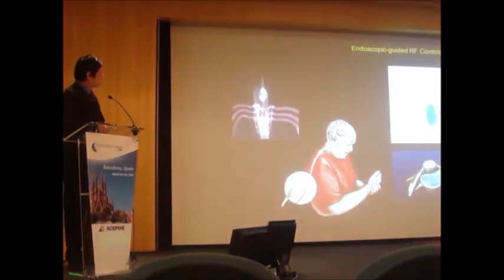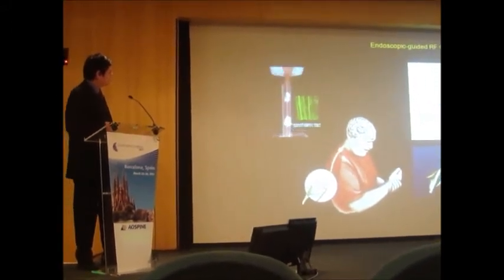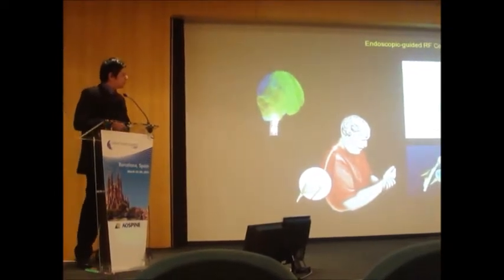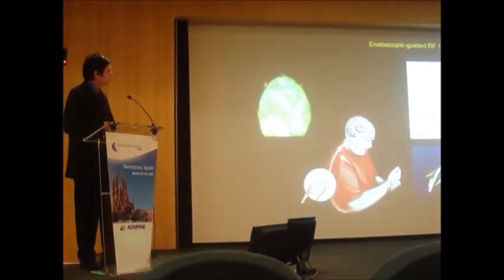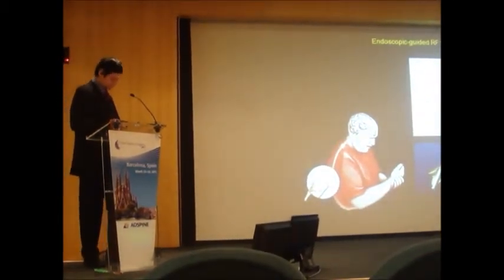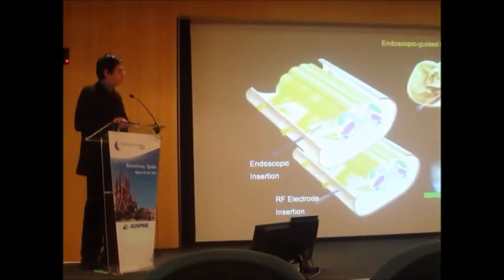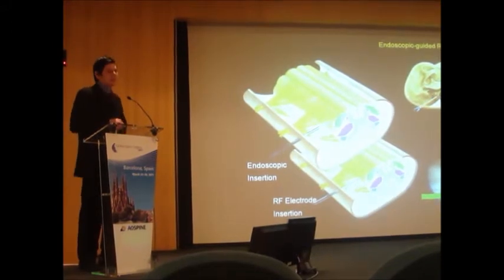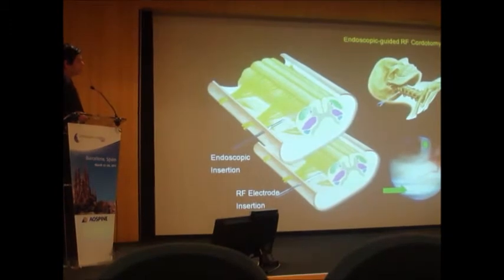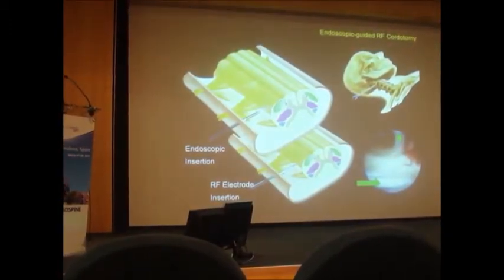The aim of the cordotomy is to interrupt the contralateral pain fibers of the spinothalamic tract, which resides in the anterolateral column of the white matter of the spinal cord. Currently, this procedure is done under X-ray guidance, meaning fluoroscopy or CT, but we would like to introduce this technique using the endoscope.